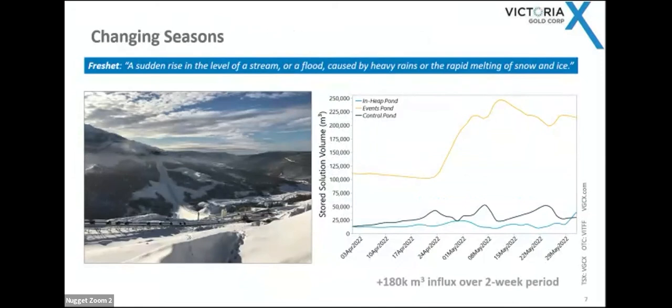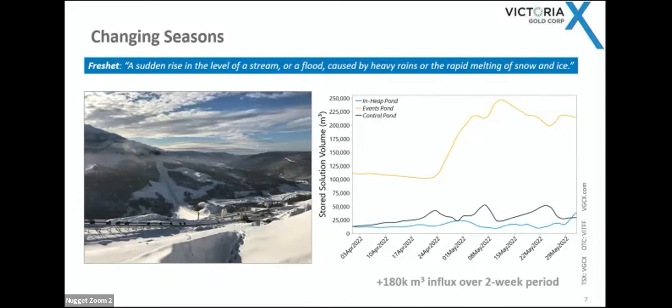The next big thing about heap leaching up north in far north Canada is something that I did not have any appreciation for. It's freshet. The definition is up there that we can all read. But basically what it translates to is, starting in late April to early May, all of this snow that's sitting in the valley on the front of the heap is going to melt and drain in a period of about 2 weeks.